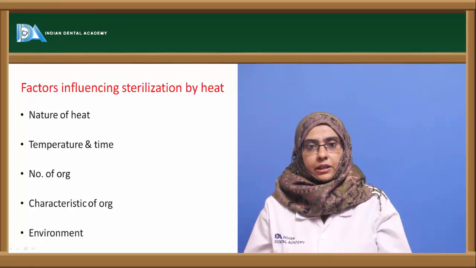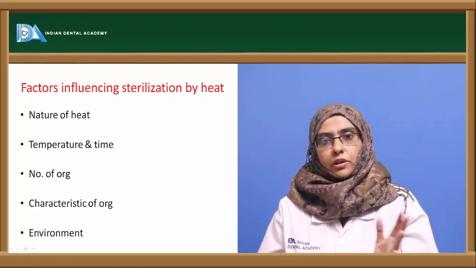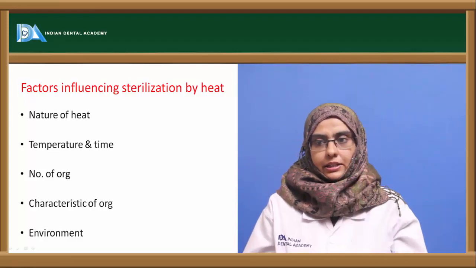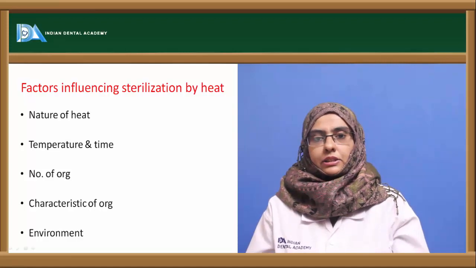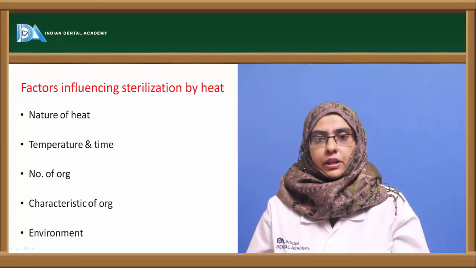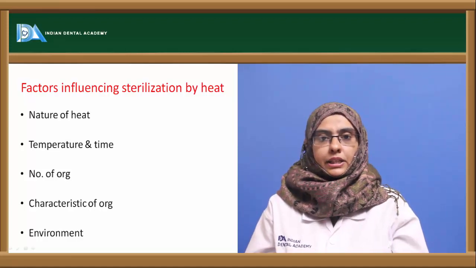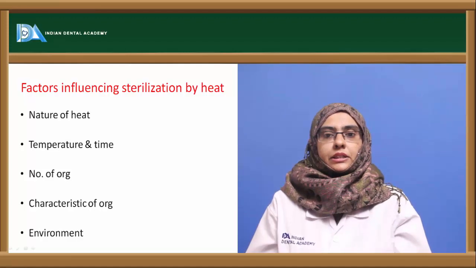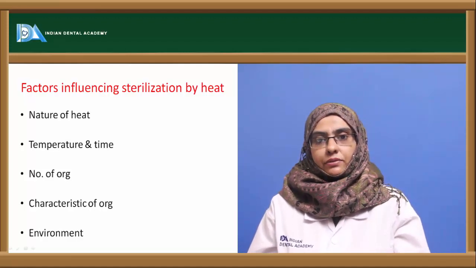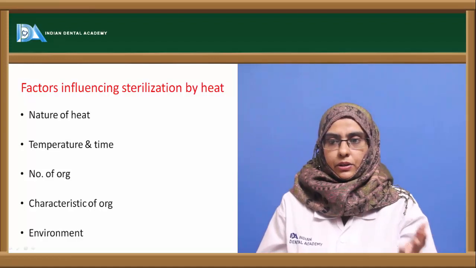Whereas if the biological burden is more, then it takes more time and more temperature to kill the organism. Now coming to the characteristics of the organism, as already discussed, whether they are vegetative forms or sporulating forms, whether they are actively growing or dormant in nature, whether they have capsules or external appendages that protect them from the heat. So you have to know which type of organism you are going to eliminate from a particular substance.